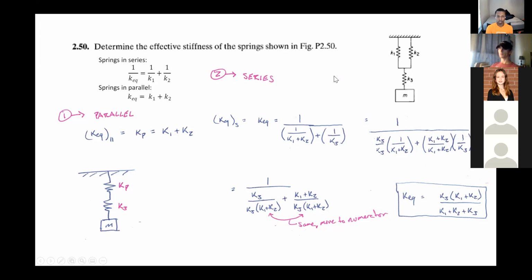And I'm pretty sure you might want to get some practice with this. I feel like she might give you the values for the K constants. So you might not even have to box this or this. You'll just have a number.